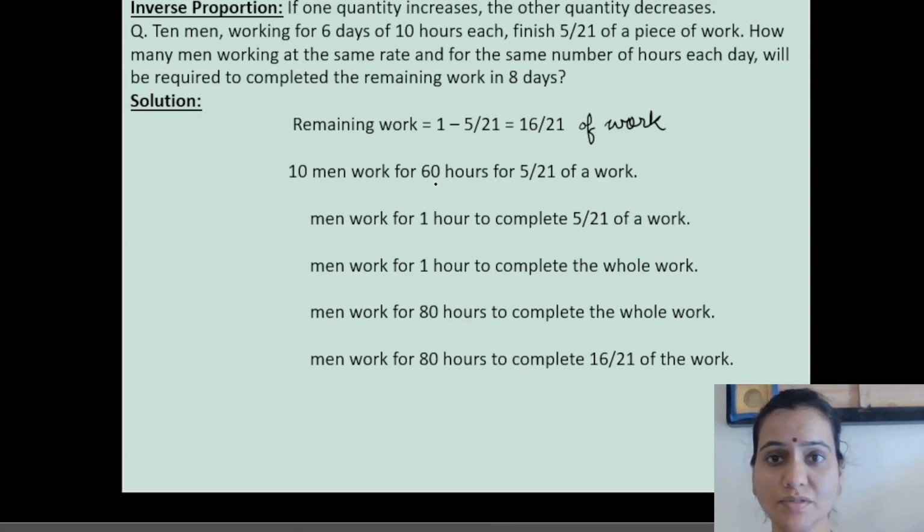Where did the 60 hours come from? 6 days, 10 hours each. So 6 into 10, 60 hours. Now we have to go down to 1 unit. We have to break the question down.